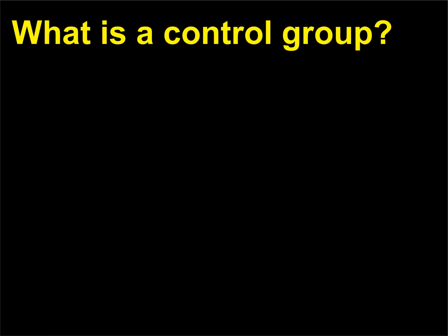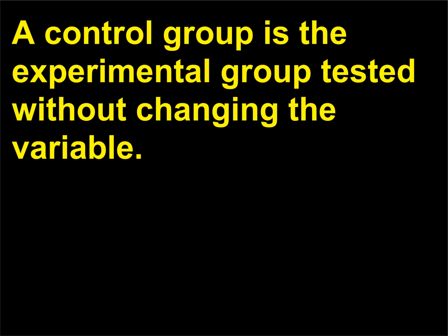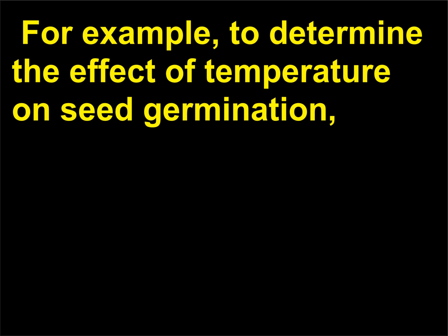What is a control group? A control group is the experimental group tested without changing the variable. For example, to determine the effect of temperature on seed germination.